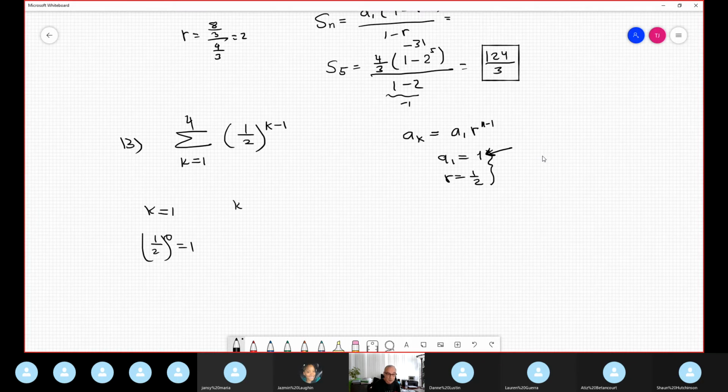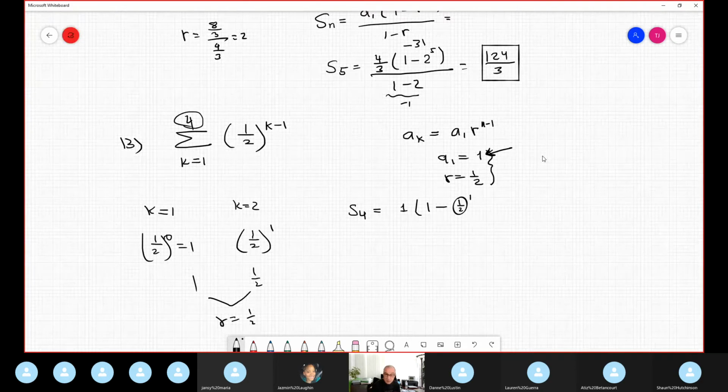And for K equals 2, is 1/2 raised to the 2 minus 1, que es 1, is 1/2. And obviously the common ratio is 1/2, 1/2 divided by 1 is 1/2. Super. Now the summation of the 4 elements, because the upper bound is 4. Is A1, which is 1, multiplication 1 minus r, which is 1/2, raised to the 4 power, no?